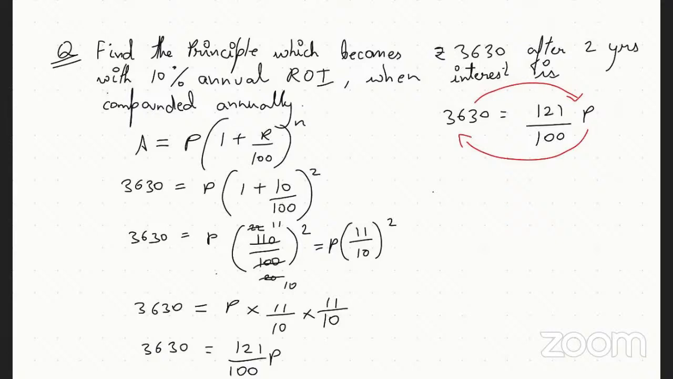So after the reciprocal, I will write it like this: P equals 3630 into, now 100 is the denominator, we make 100 the numerator. It will go up like this, divided by 121. Okay, now cancel them. 3630, check the divisibility by 11.